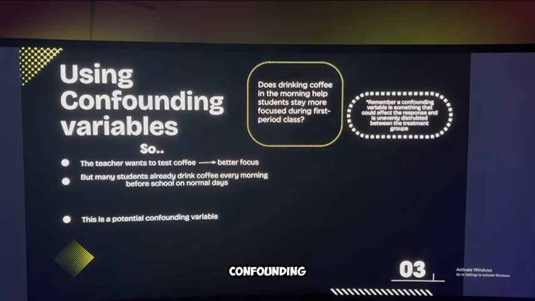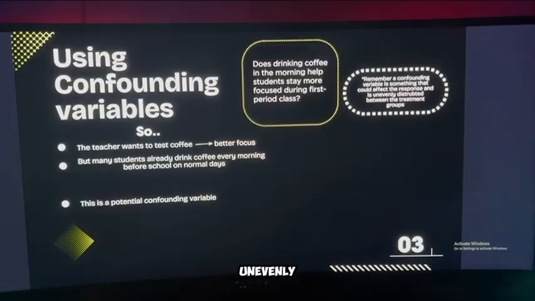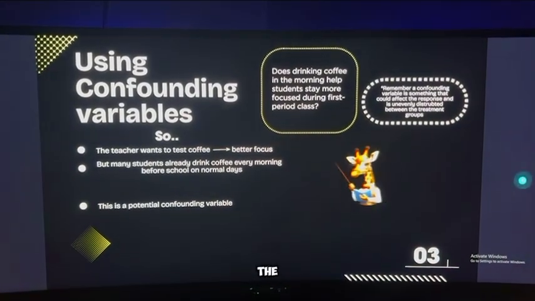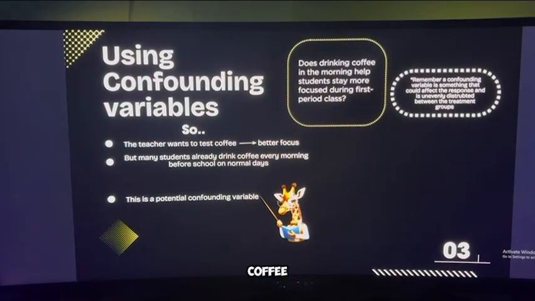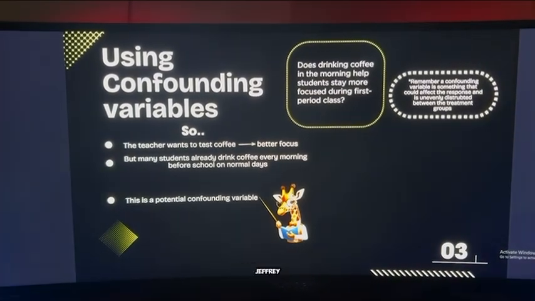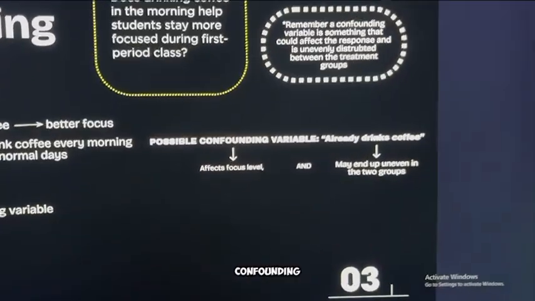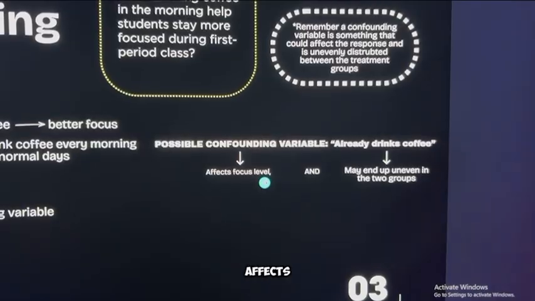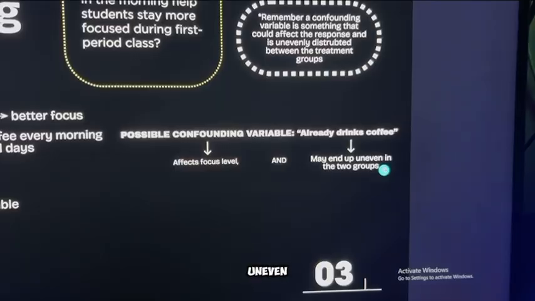So, using confounding variables. Remember, a confounding variable is something that could affect the response and is unevenly distributed between the treatment groups. So, the teacher wants to test whether coffee gives better focus. But many students already drink coffee every morning before school on normal days. This is a potential confounding variable, as demonstrated by Jeffrey. A possible confounding variable is already drinking coffee. It affects focus level, and already drinking coffee may end up uneven in the 2 groups.